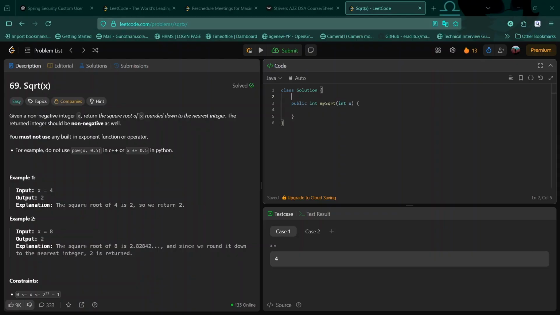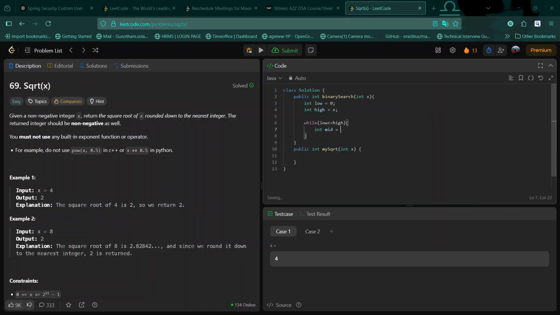I'll just solve this question right now. Public int binary search, int x. So int low equals 0, int high equals x. Now I'm going to create a while loop till low is less than or equal to high. After this, I'll create a mid.